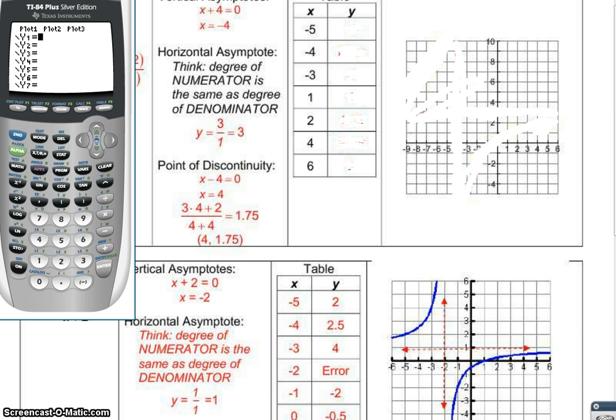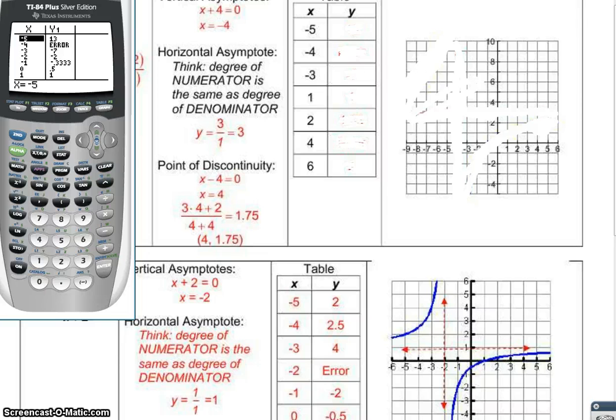So here, I'm going to enter into my calculator y equals 3x squared minus 10x minus 8, all divided by my denominator, which is x squared minus 16. So I'm going to go to my table, so I hit second graph, and it asks me to fill out the table from -5 all the way to +6. So at -5, I have 13. At -4, I have error.